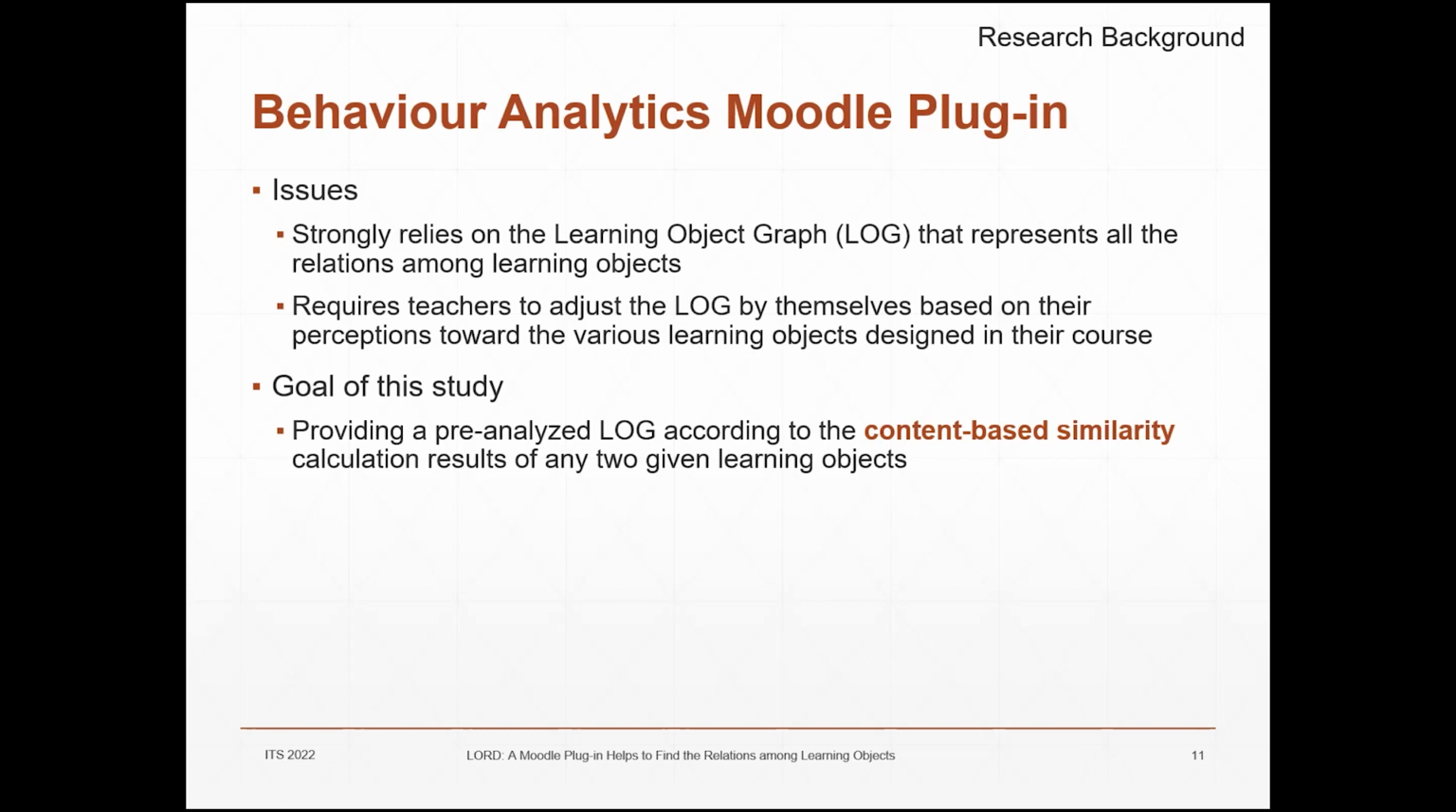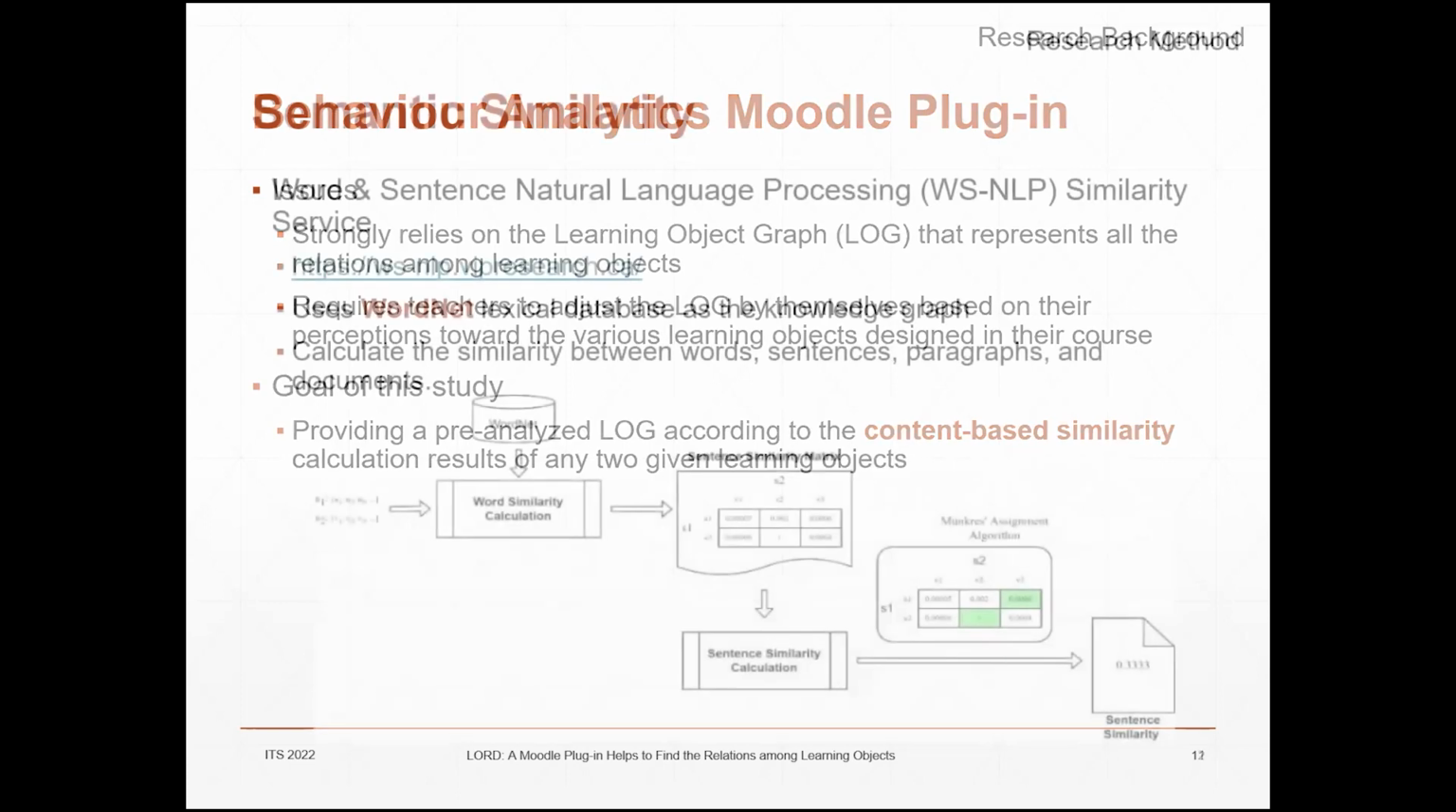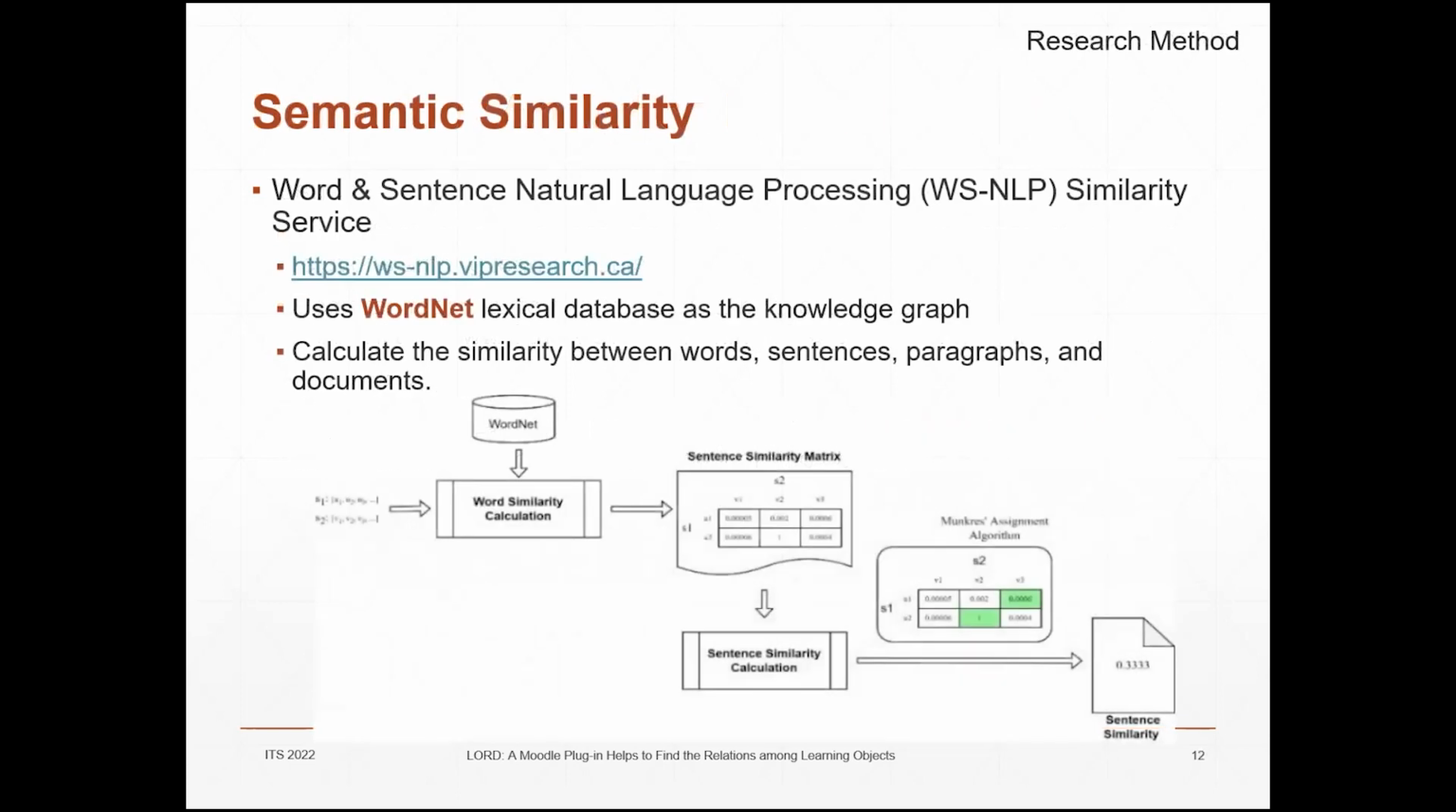So what we want to do is analyze the content in the learning materials or learning resources, and try to generate this kind of learning object graph for the teachers. So in this case, the teacher can have some idea of what kind of relations exist between the learning materials they have, and maybe they can make some adjustments. So how do we build this kind of recommendation for the learning object graph?